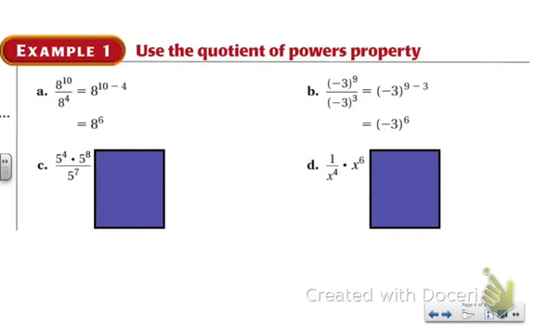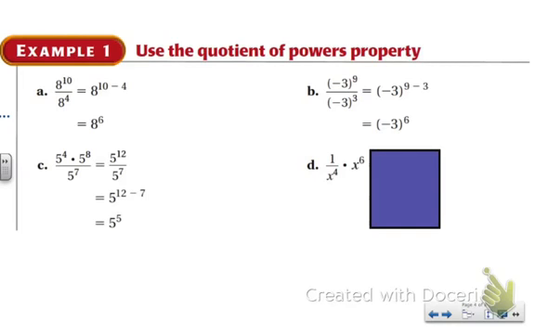Alright, so we have 5 to the 4th times 5 to the 8th over 5 to the 7th. So we have to remember our product property, and on the top we're going to add exponents. So we end up with 5 to the 12th over 5 to the 7th, and then 12 minus 7 is 5, so 5 to the 5th power.